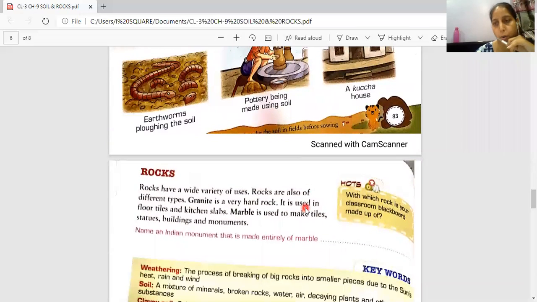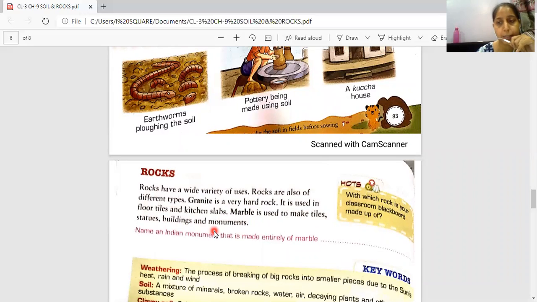Rocks. What are rocks? We know the hard part of the soil is known as rocks. Rocks are of different varieties and also of different shapes. Granite is known as a very hard rock. It is used in making tiles and kitchen slabs. Marble is used to make tiles, statues, buildings, and monuments.